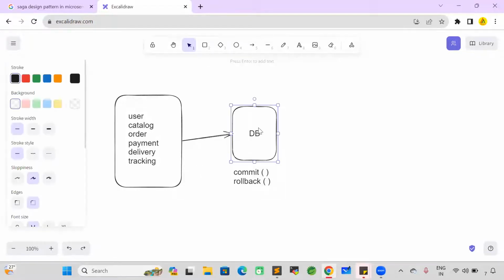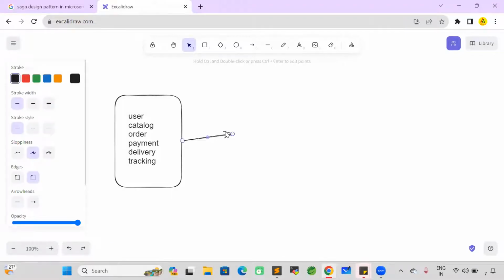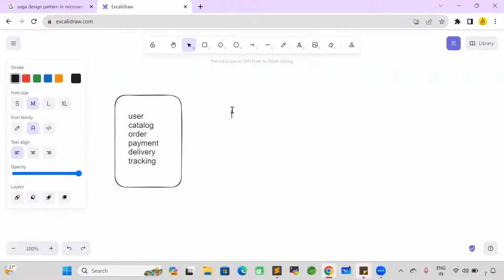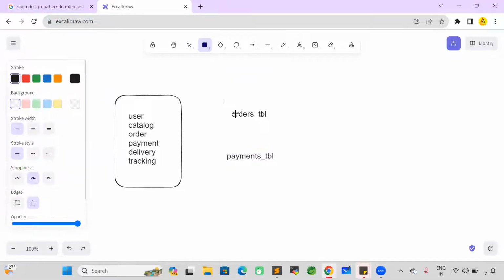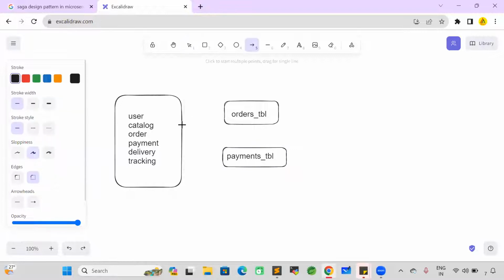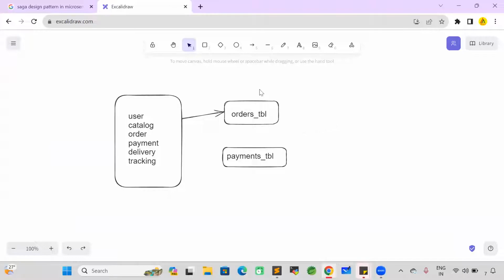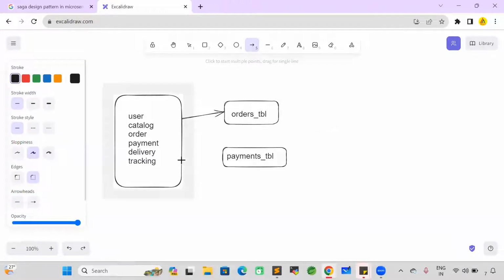So if you have one database, then what will happen? Here, our application is available, and we will be having an orders table and a payments table. Now, when the user places the order, the record will be inserted into the orders table. Then the user will go for the payment.